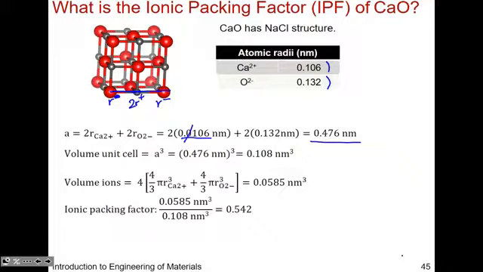Okay, so questions on atomic packing factor, ionic packing factor, how to relate A to R for metallic systems versus ceramic systems, and also 7 crystal systems versus 14 Bravais systems. Okay, with that, we will adjourn for today and pick up next time on chapter 3, okay?